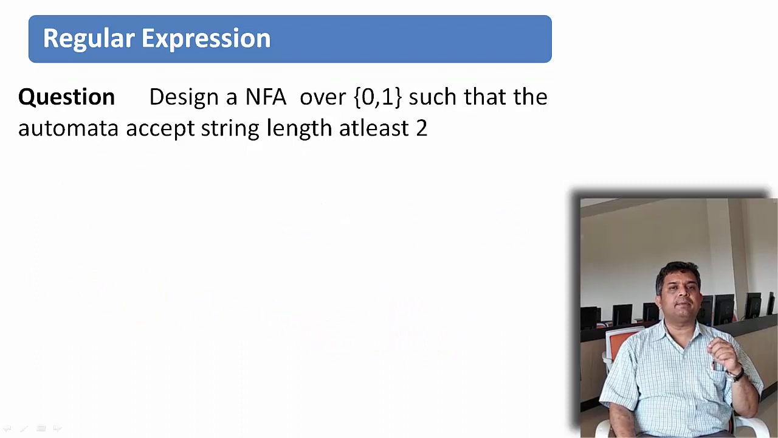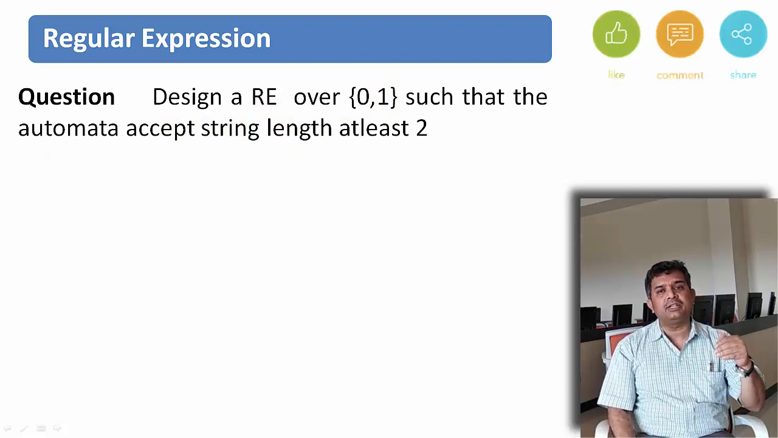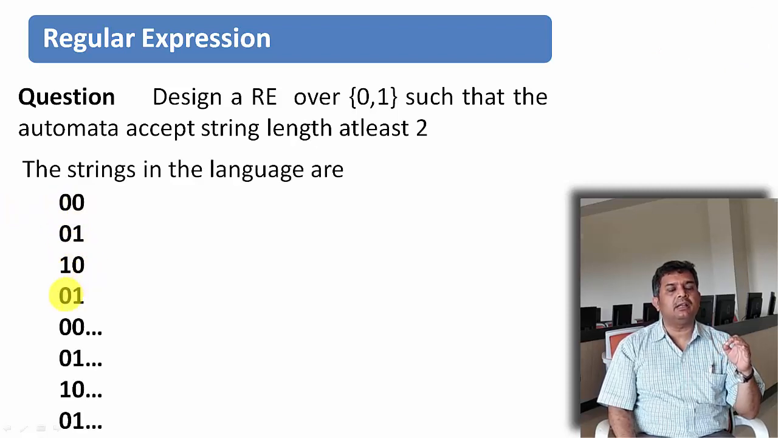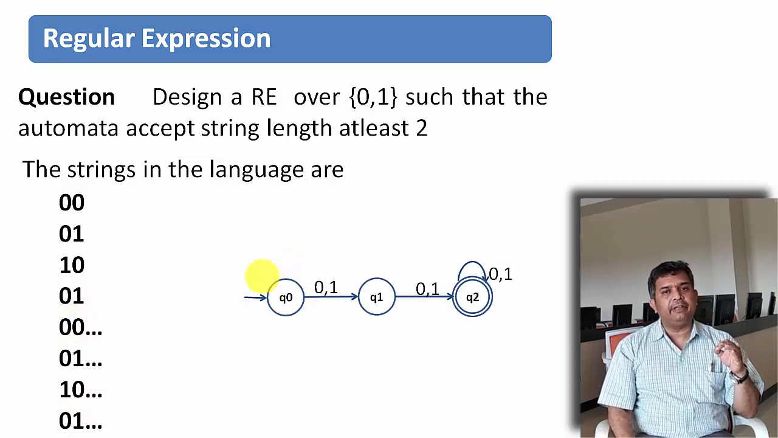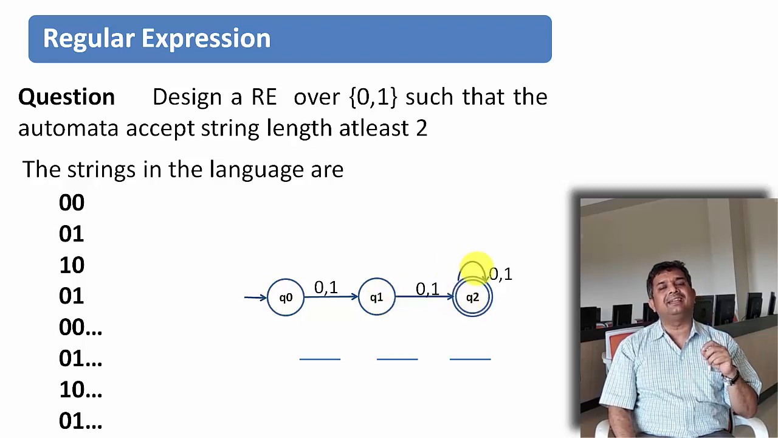Let us take one more example. Design a regular expression over 0 and 1 that accepts strings of length at least 2. It means the minimum string length it should accept is 2. So I can have 00, 01, 10, 11, and then after that anything else may come. The NFA that we can define for this language is this one. There are three different transitions: one between Q0 and Q1, a second between Q1 and Q2, and a third between Q2 and Q2.